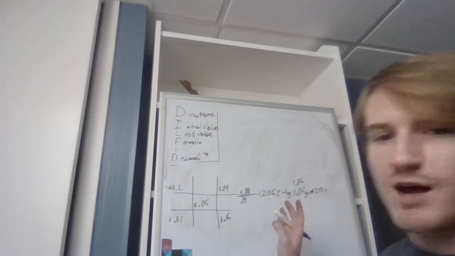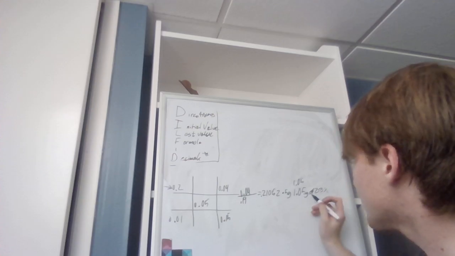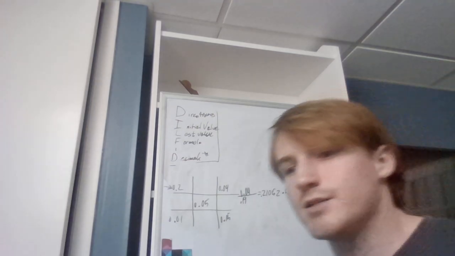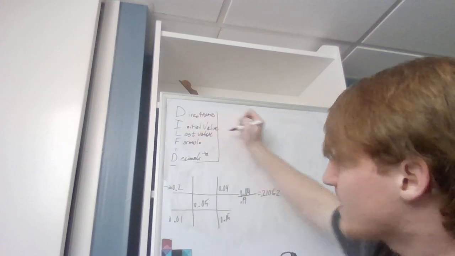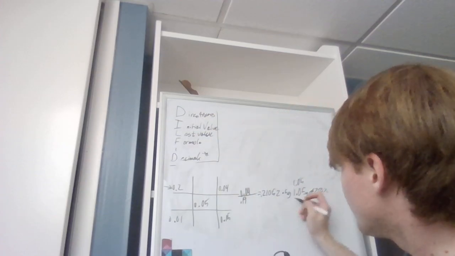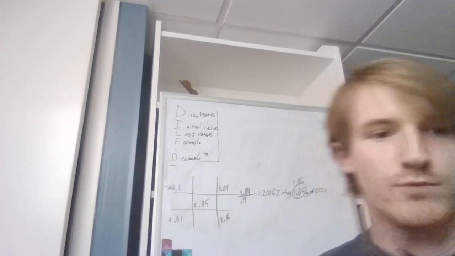So 1.05 grams of 20% cream gets us the amount of 20% we need, because that is our last value. So circle that. Congrats, we did it.